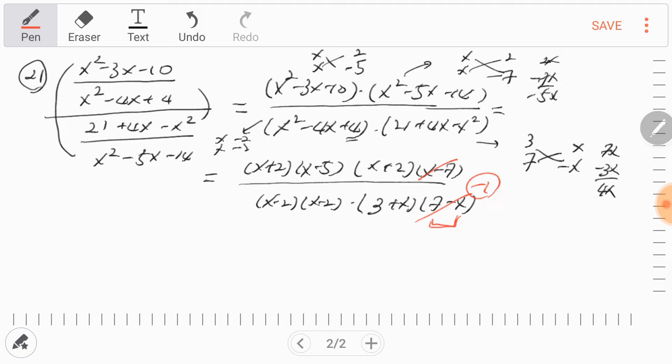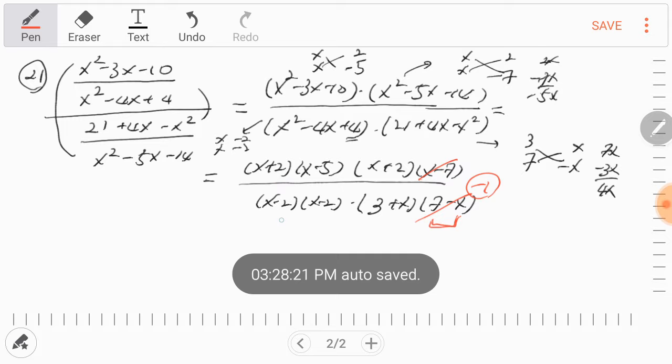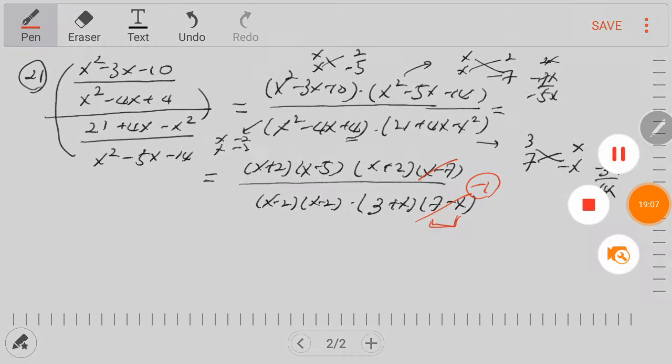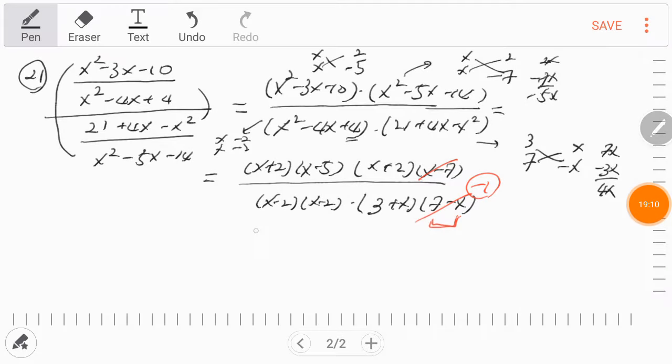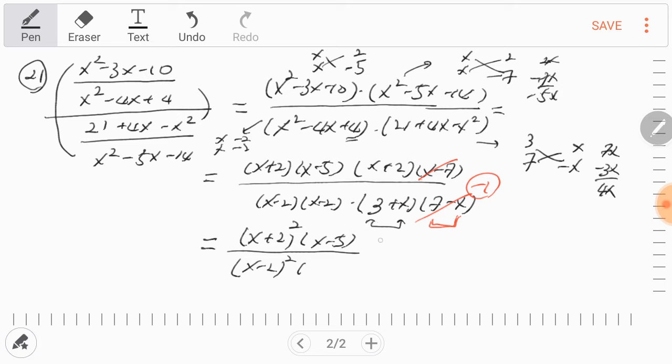And then unfortunately, there is no x plus 2 and x minus 2. So leave it. So the answer is: the numerator is x plus 2. There are 2 of them, so squared, times x minus 5. The denominator is x minus 2, 2 of them, so squared. And then from this one, we write the x term first, so x plus 3. And then make sure we put the negative sign outside.